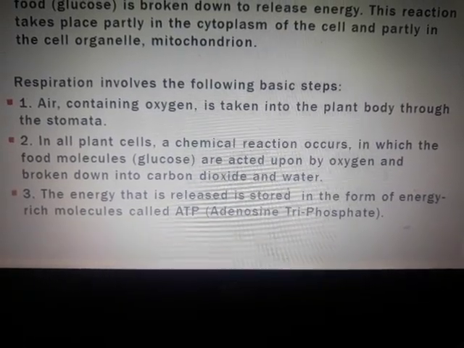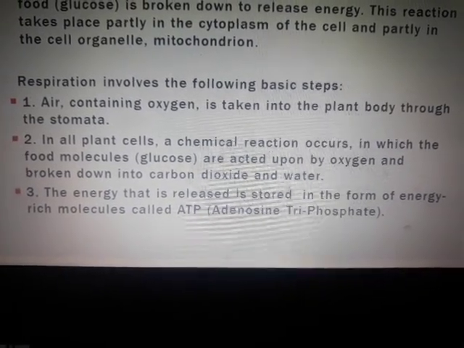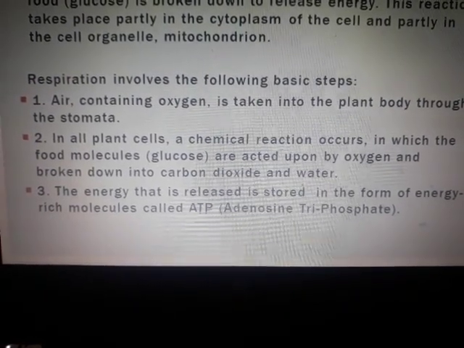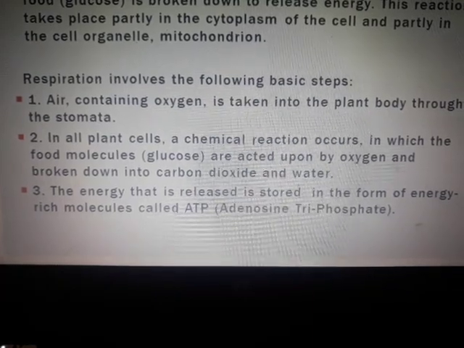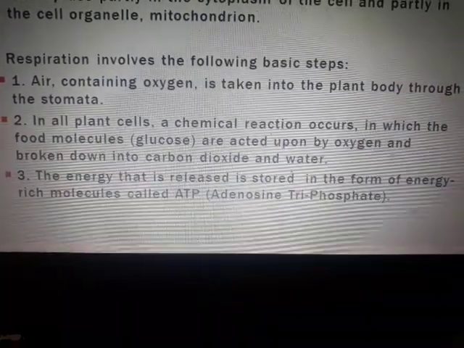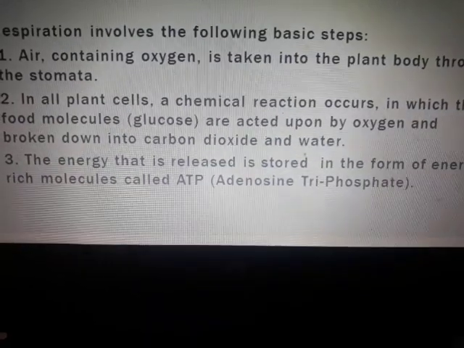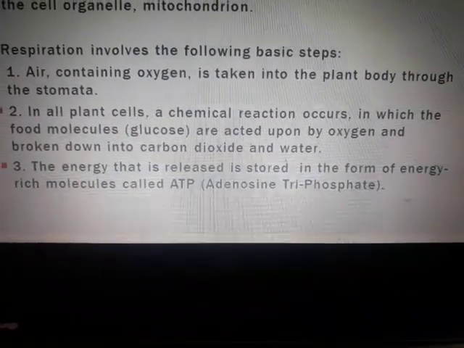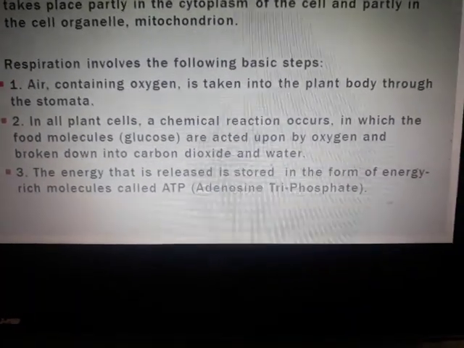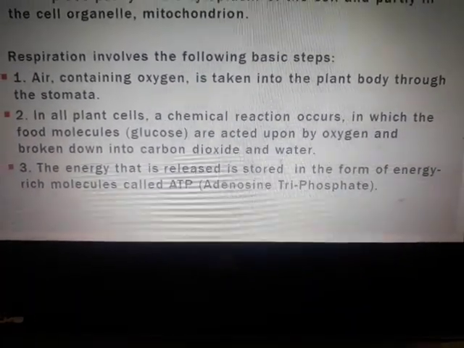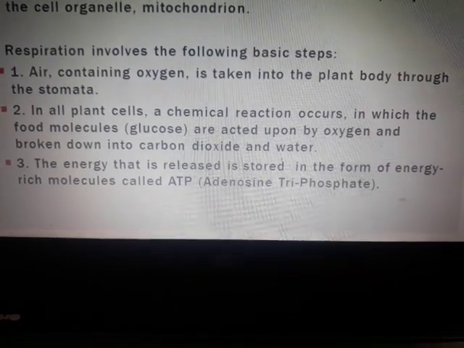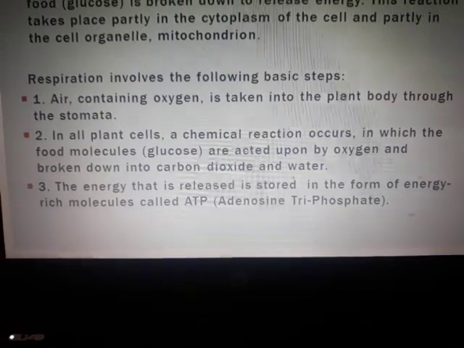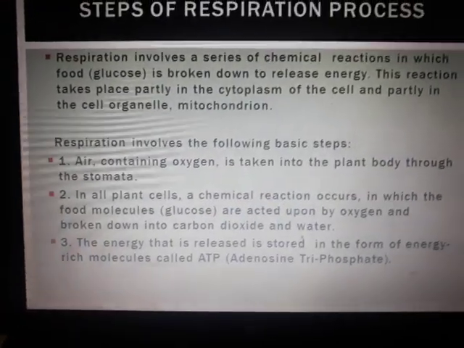And this is how energy will be given away. Just like if we break something, a little heat is given out. So here the heat is being given out, which is energy, and it is also giving out carbon dioxide and water. The energy that is released is stored in the form of energy rich molecules called ATP, adenosine triphosphate. They are small molecules, everything is a molecule, right? So this energy, in terms of molecules, is called adenosine triphosphate.